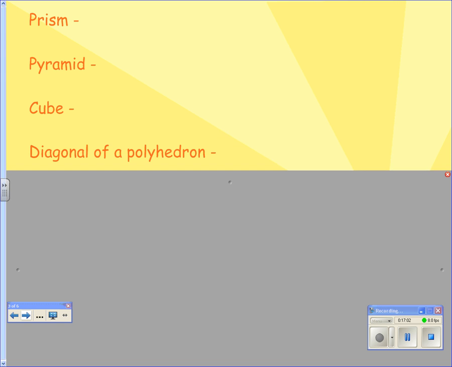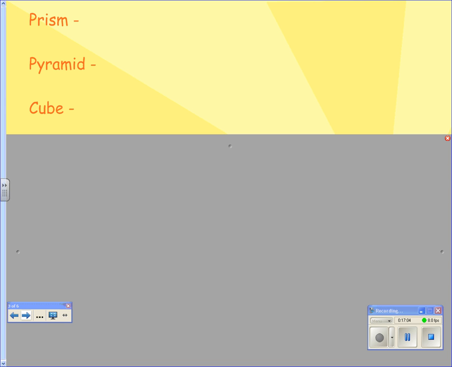The last one, cube. You know what a cube is? It's the special name for a prism with 6 square faces.